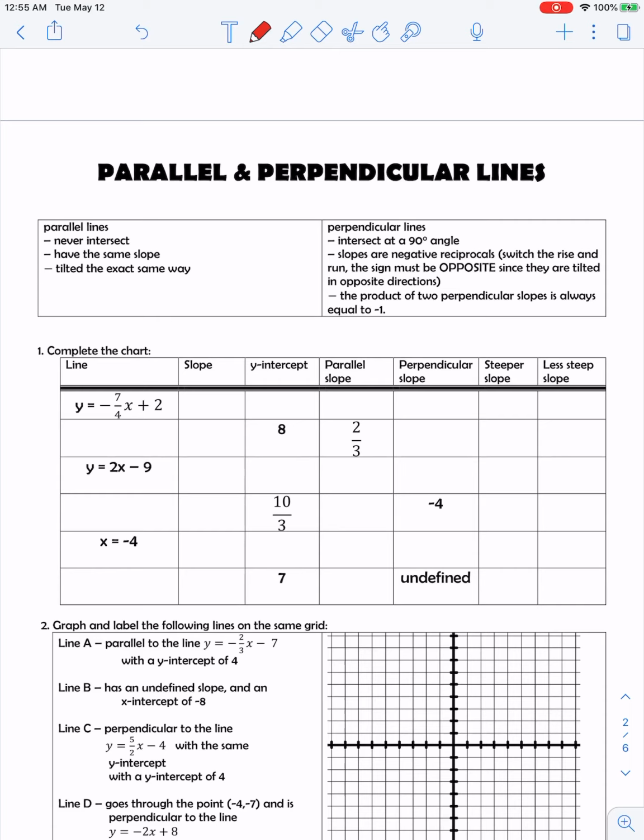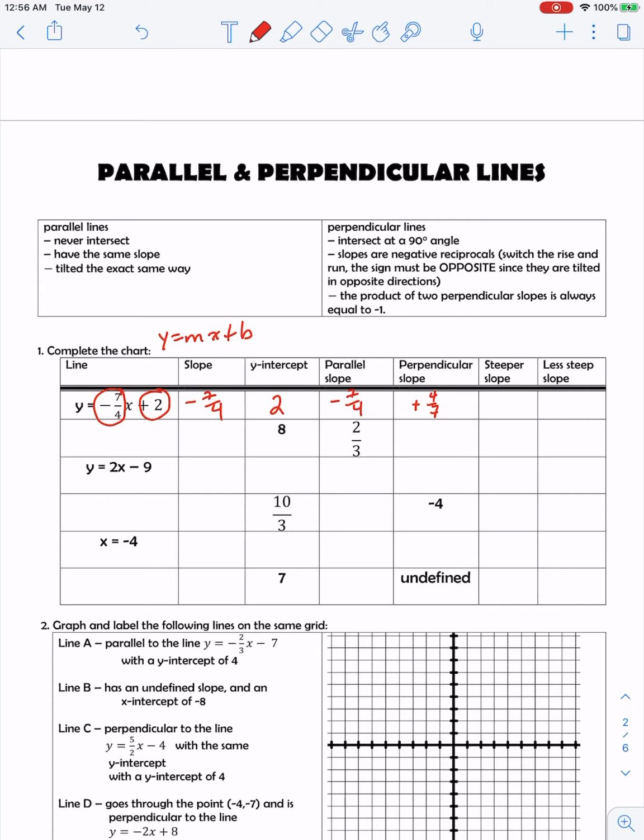The slope of this first line is -7 over 4. The y-intercept is equal to 2, because this is in y equals mx plus b form. The m is the coefficient on the x, and the b is the number that is being added on the end. A slope that is parallel to -7/4 would be -7/4. The slopes stay the same. Perpendicular to that would be +4/7. So you want to flip the fraction over and change the sign.